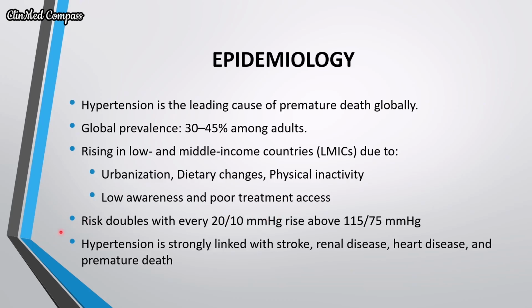Another important fact is that the risk of cardiovascular event doubles with every 20 millimeters of mercury rise in systolic blood pressure or 10 millimeters of mercury rise in diastolic blood pressure, starting from a baseline of 115/75 millimeters of mercury. Hypertension is closely linked with stroke, kidney disease, heart attacks, and early deaths. This underscores the need for prevention, early diagnosis, and consistent follow-up.